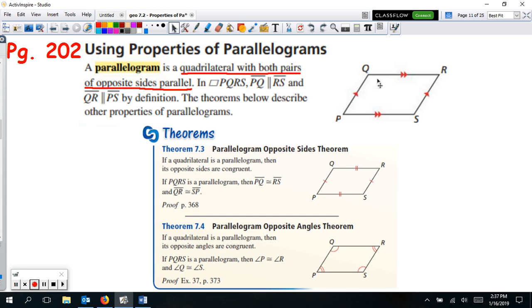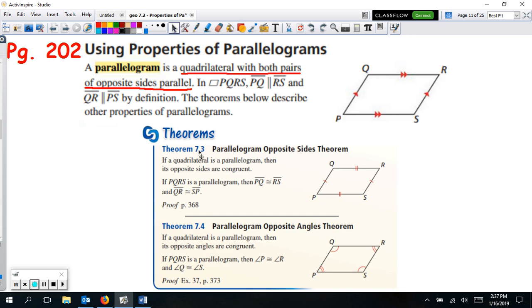So the PQ side and the RS side are parallel, and then the QR side and the PS side are parallel. That makes a parallelogram. Quadrilateral is always just a four-sided figure, quad meaning four. So it's a four-sided figure with both pairs of opposite sides parallel. That's the definition of a parallelogram.